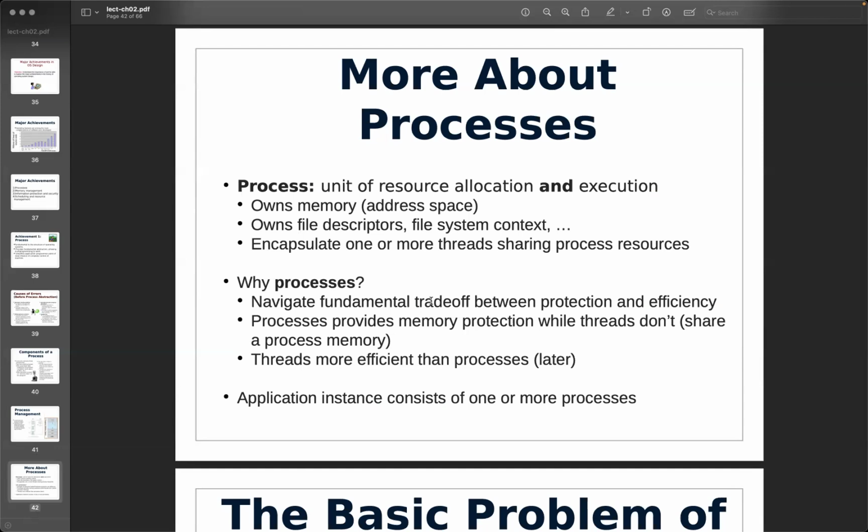And each process will contain one or more threads sharing the process resources, so they can share with each other. That's why we call them processes. They navigate the fundamental trade-off between protection and efficiency. The process provides memory protection while the thread doesn't.